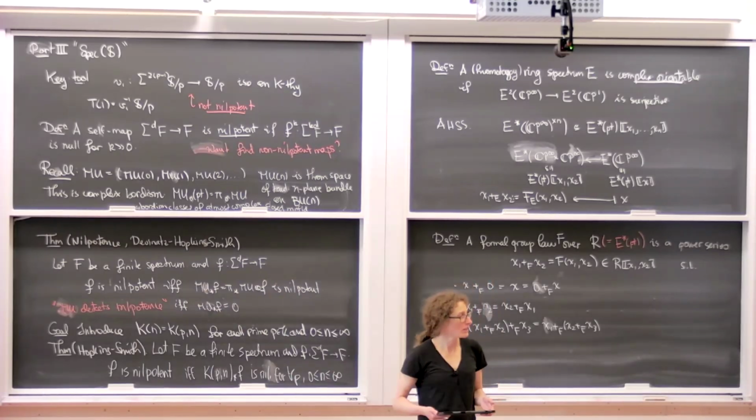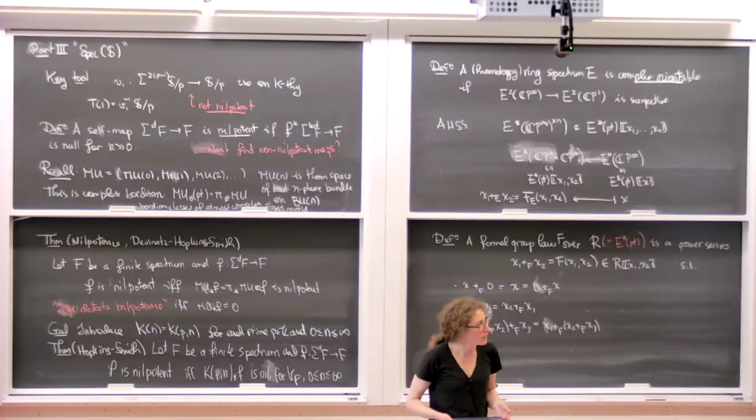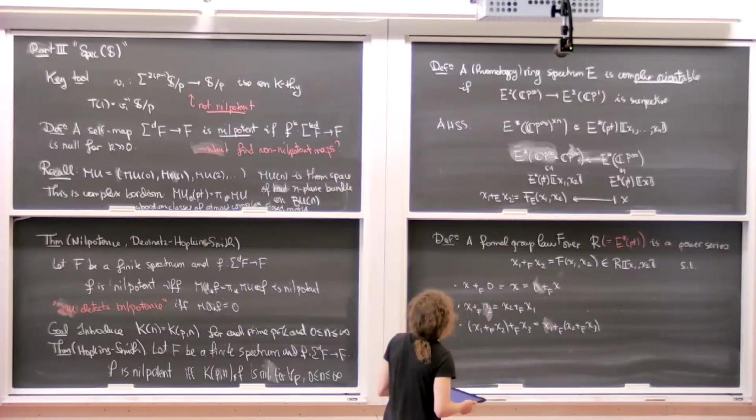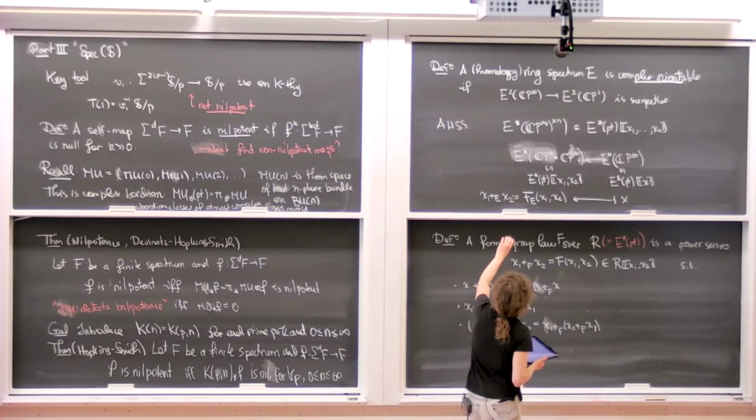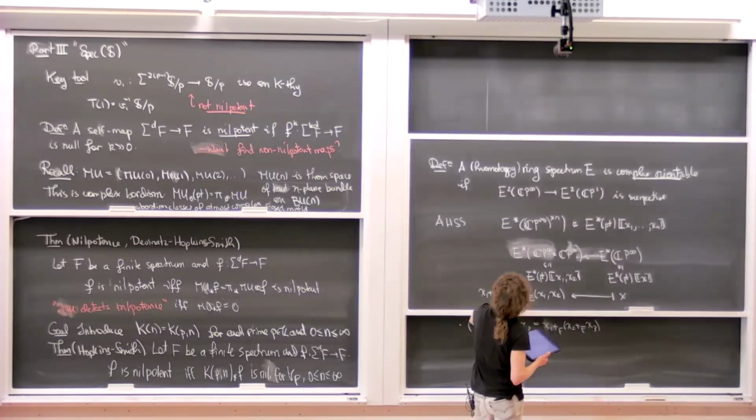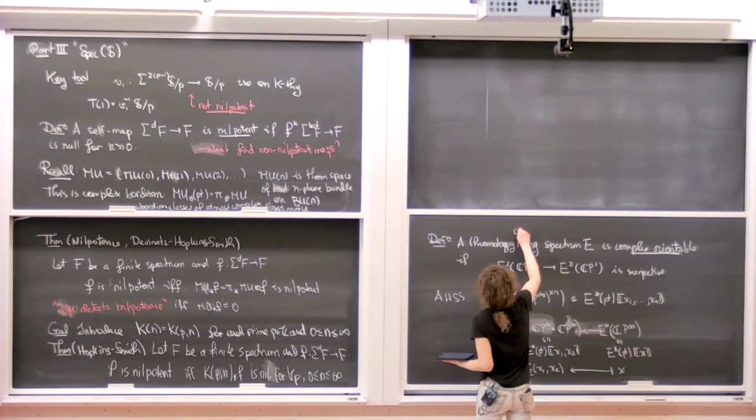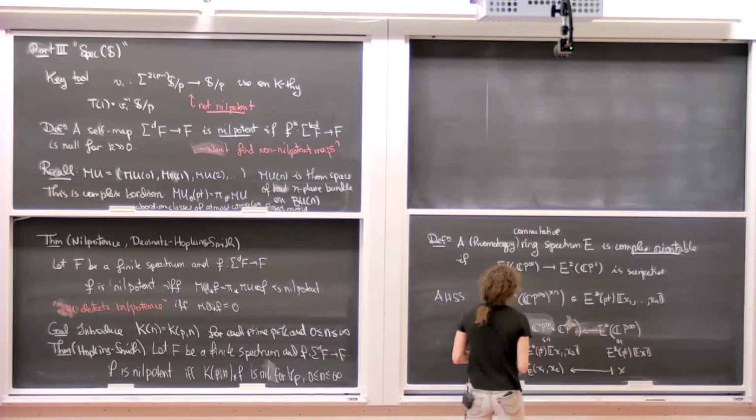Okay, we have a comment online. You may want to assume E is homotopy commutative. Oh yeah, of course, I want E to be homotopy commutative. Thank you for that online comment.